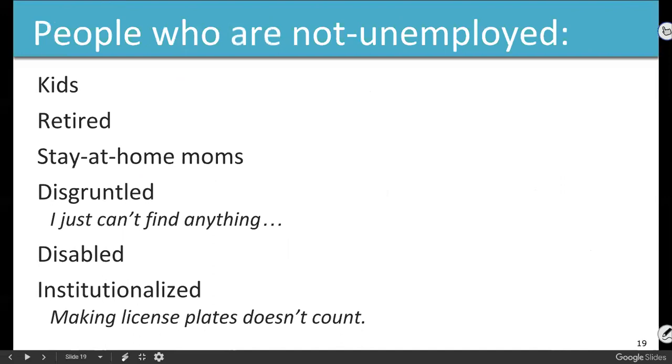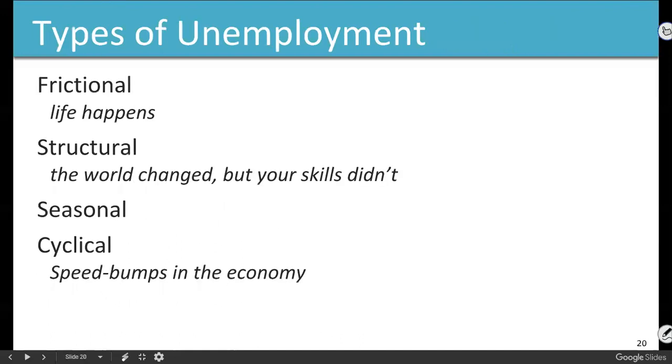Who are not unemployed? You have to be in the labor force in order to qualify to be unemployed or employed. Who is not in the labor force? Kids are not. Retired people are not. Stay-at-home moms are not. Disgruntled people, disabled people, institutionalized people are not in the labor force. What's that definition? Over 16, working for pay, or actively looking. These people are failing on one of those three. I shouldn't use the word fail as a negative connotation, but they are just not doing all of them.